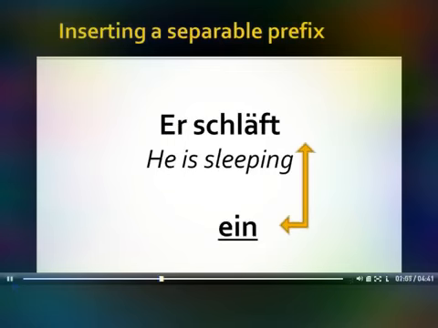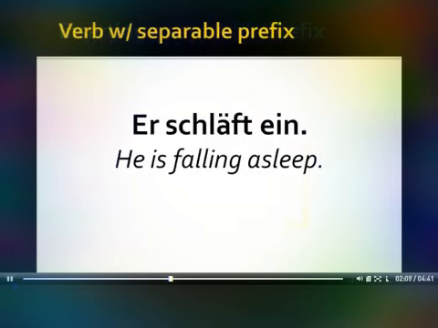He is sleeping, schläft. If we add the ein there, we change the meaning to he is falling asleep. So he's no longer asleep, but he is in the act of falling asleep. So the separable prefix here actually changes the meaning of the verb. Schläft ein. Now, what we need to know with separable prefixes, there are essentially 3 fundamental rules.